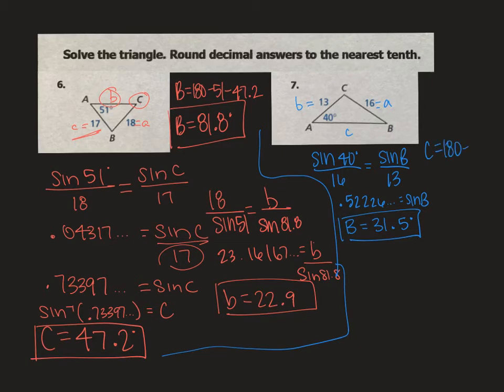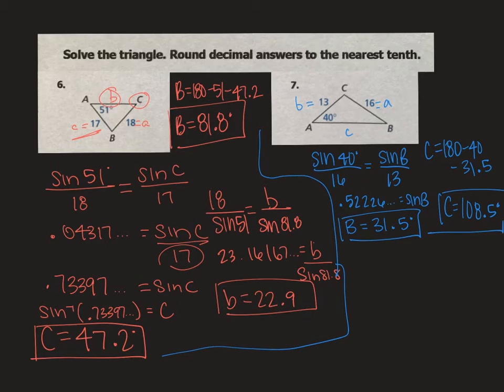And then I'm going to find that third angle next. So 180 minus 40 minus 31.5 is going to give me an angle C of about 108.5. So now I have all three of my angles, and I just have to find my third side.